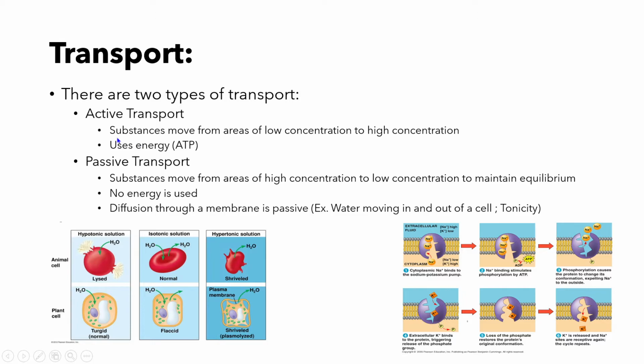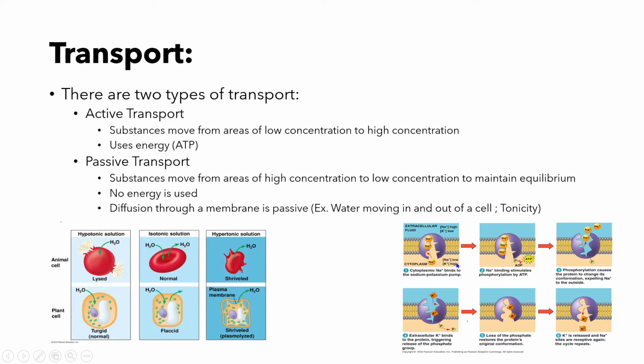However, now we have to go to the second type of transport, which is active transport. Active transport is when substances move from areas of low concentration to high concentration. So this is using energy. This is using ATP. And a great example of active transport is the sodium-potassium pump in the plasma membrane.